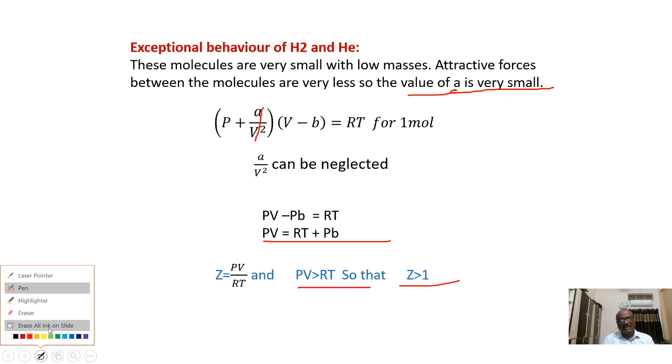So under high pressure, Z becomes greater than 1. At very extreme low pressure, Z is equal to 1. Under moderate pressure, Z is less than 1. This we have discussed. Based on that, we can write the van der Waals equation. We can modify the van der Waals equation.